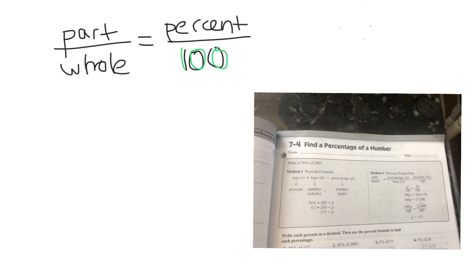But you do have to be careful. You have to understand, okay, what's the part, what's the whole? Well, in the case of the problem that they gave you, which is what is 70% of 250? I'm going to rewrite that again. So you're going to have to get clear on what the part and the whole is here.